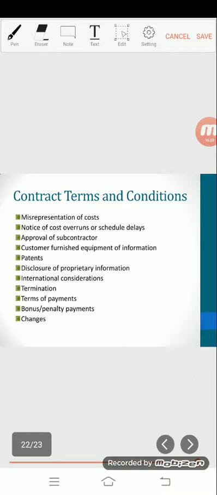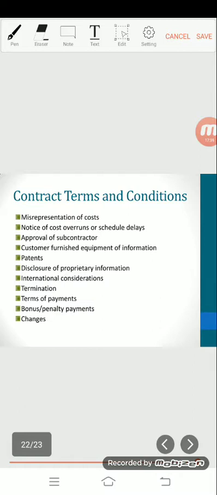Next, international considerations. Specifies accommodations that must be made for customers from other countries. Termination. State the conditions under which the customer can terminate the contract, such as non-performance by the contractor. Terms of payment. Addresses the basis on which the customer will make payment to the contractor.